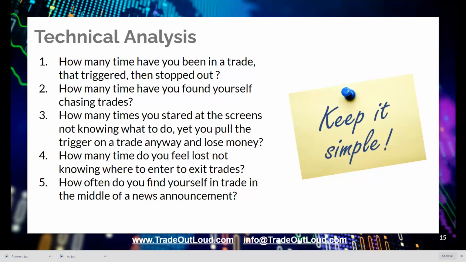You don't have a setup, and you just enter on the fly. You just get in because the market is moving up or down. That's not a reason, and that's why a lot of traders lose money in trading. So how many times do you feel lost? Do you feel lost not knowing where to enter and where to exit trades? You just go like, I wish there was something.